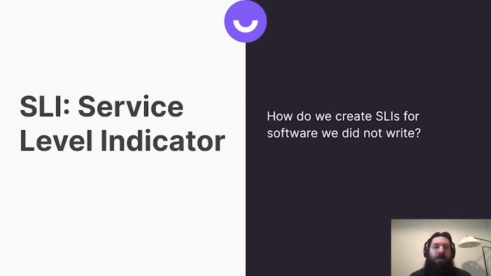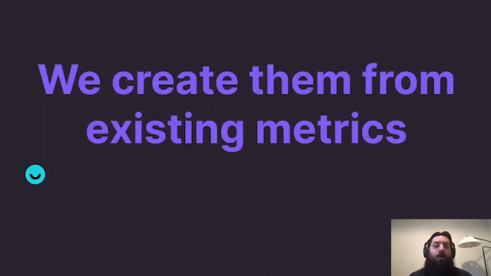An SLI is a building block of SLOs. SLI is a service level indicator. It is a metric that tells you how your service is operating from the perspective of your users. And how do we create SLIs for software that we did not write? We create them from existing metrics. Concourse itself provides lots of extremely useful metrics we can derive SLIs from.